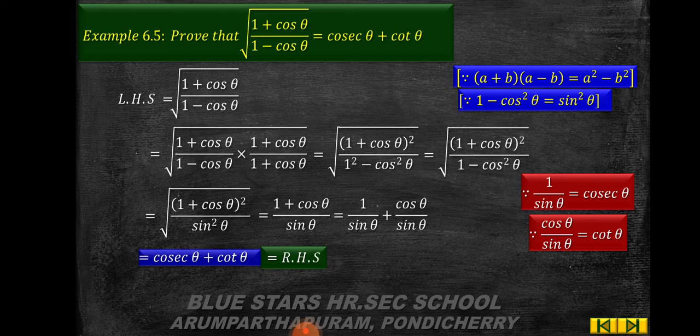Thank you students. You just recall the trigonometric table and the trigonometric identities, and copy these examples 6.1 to 6.5 in your classwork note. Thank you students. For the next class we will see the remaining example problems and move on to the exercise. Thank you students. Have a nice day.